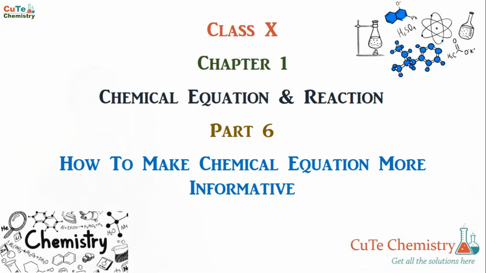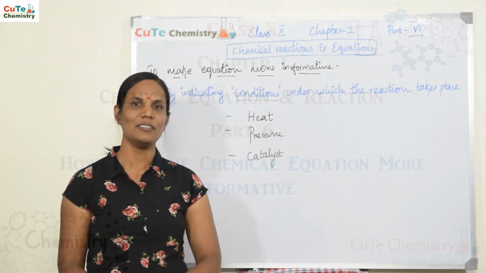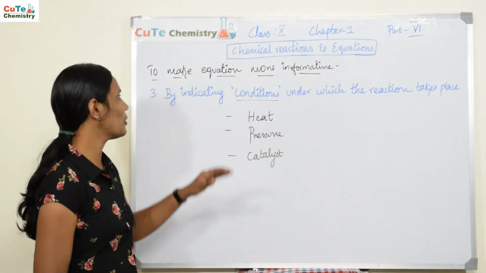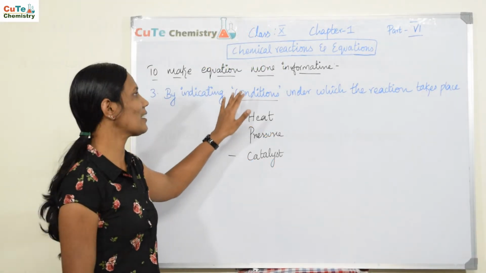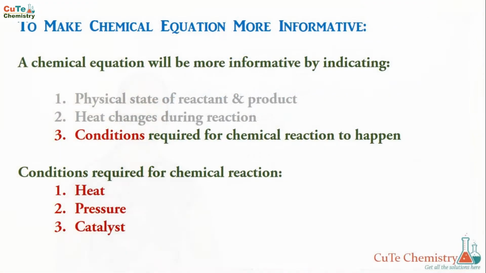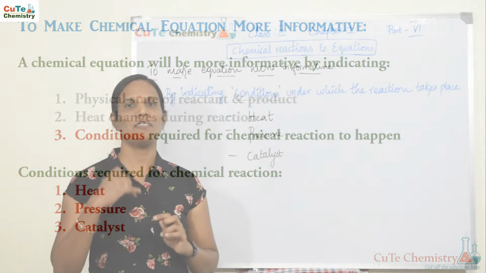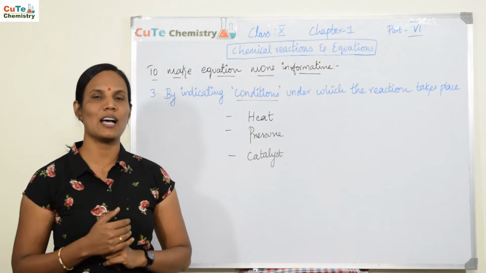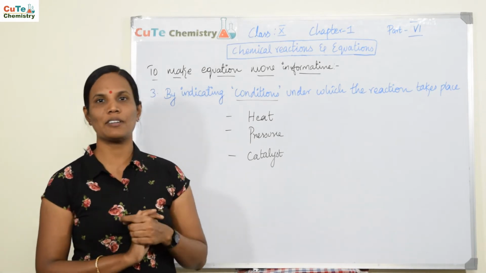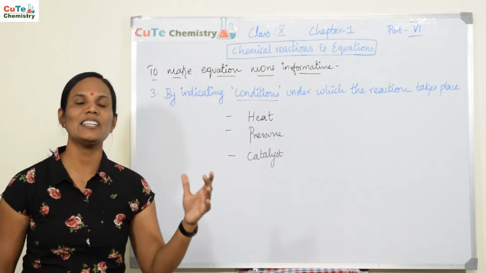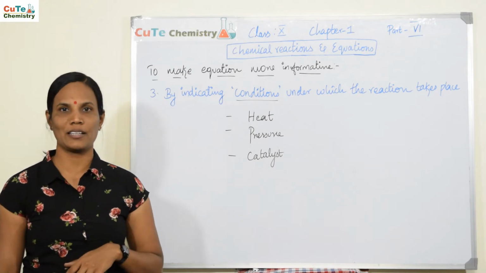We are in part 6 of chemical reactions and equation. In today's session, we are going to study about indicating the condition under which a chemical reaction will take place. So in our last video, we discussed writing the physical state of a chemical reaction and the heat change that takes place during a chemical reaction.